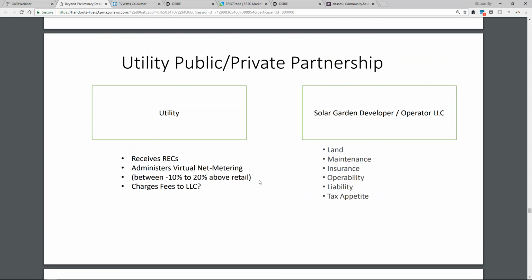Then again, your utility might tell you, oh, we don't want to participate. And so, generally what we see is that the utility receives the RECs, administers the program, and then there may be a fee that they charge to the developer. And the developer puts the project together. They find the site, do the maintenance, and kind of operate the plant, and structure the arrangements so that the plant owner gets the tax credits. And the utility generally will not have the tax appetite for the credits.